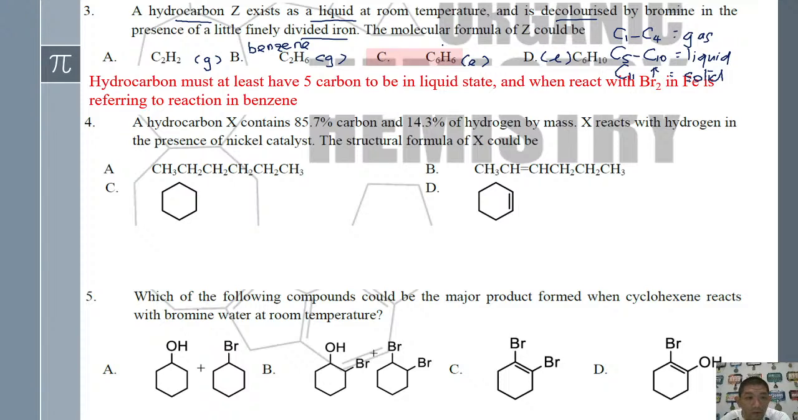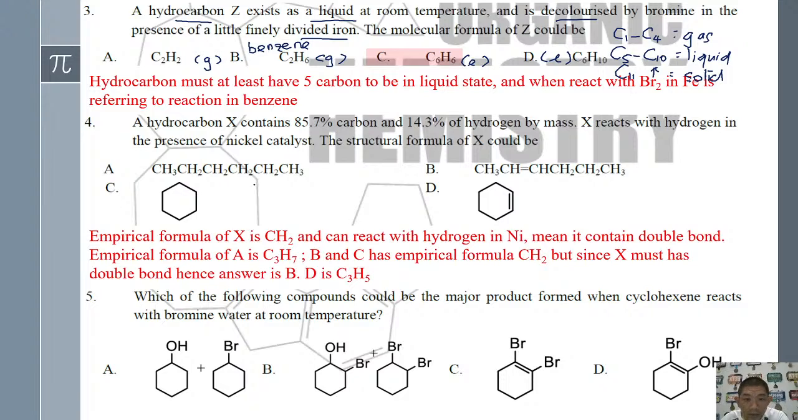Number 4: hydrocarbon X contains 85.7% of carbon and 14.3% of hydrogen by mass. X reacts with hydrogen in the presence of nickel. After you calculate the empirical formula, it is CH2, with 85.7 and 14.3. Therefore it can also react with hydrogen, so automatically alkane is out from our choice.